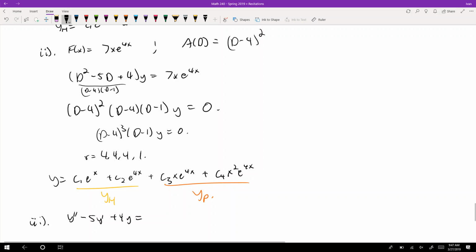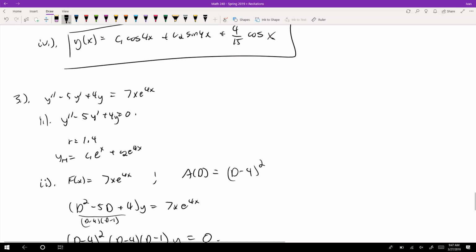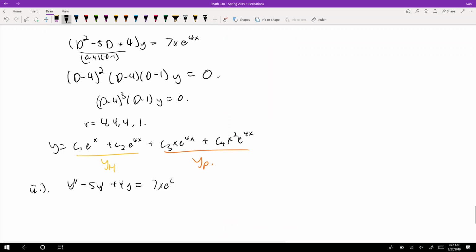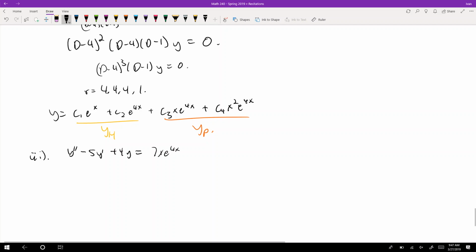So now part 3 is y double prime minus 5y prime plus 4y is equal to, what's the right-hand side? 7x e to the 4x. All right, but your YP is now ax e to the 4x plus bx squared e to the 4x. We'll just rename the constants. This is kind of a pain to take the derivative of, but you have to do it. All right, so you have to find yp prime.